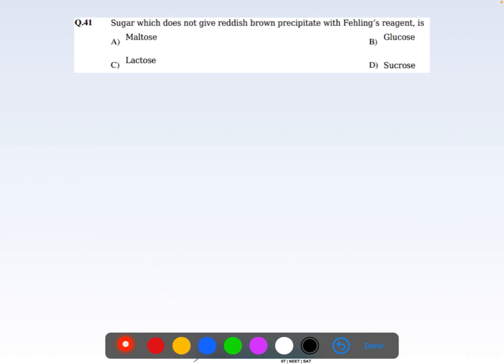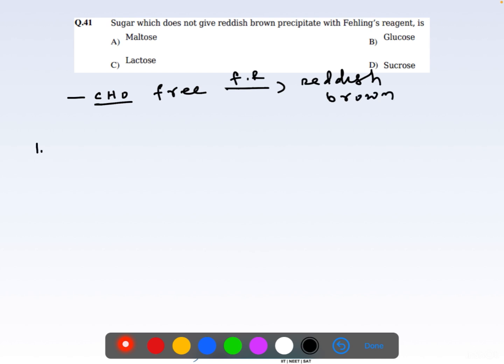Which sugar does not give reddish brown precipitate with Fehling's reagent? See, substrates which have a free CHO group react with Fehling's reagent to give reddish brown precipitate. So let's see the options one by one. Maltose has this formula, CHO, CHOH, and the rest we have different numbers of OH groups. So here it has a free CHO, therefore it reacts with Fehling's reagent to give a reddish precipitate.